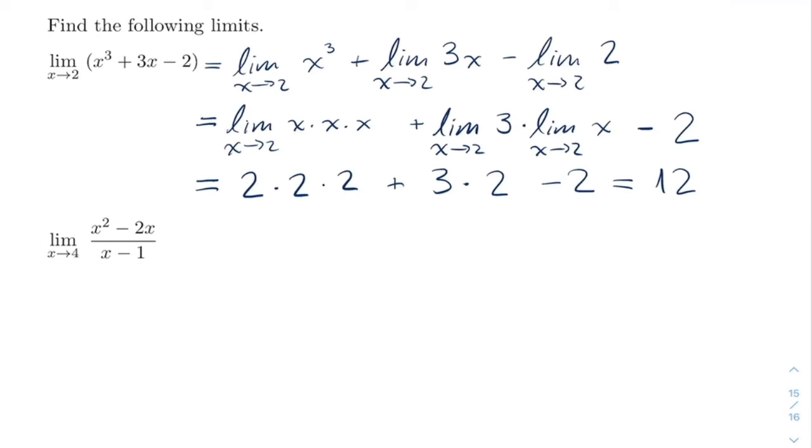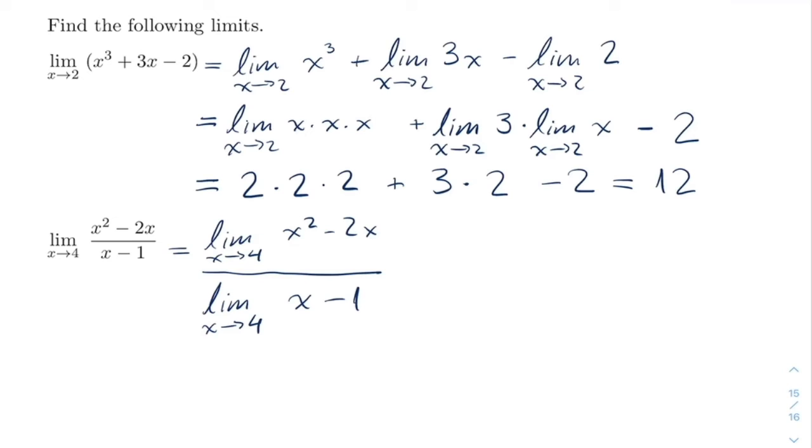For the second one, pause the video and try it on your own, and then we will do it all together. Great. So to start this limit, we have to use property number 5, which is the limit of a quotient. So in this case, this will be equal to the limit when x goes to 4 of x squared minus 2x divided by the limit when x goes to 4 of x minus 1.